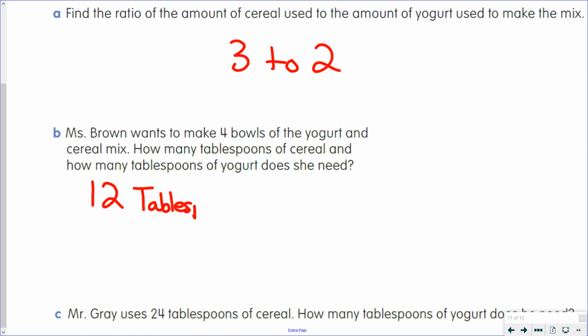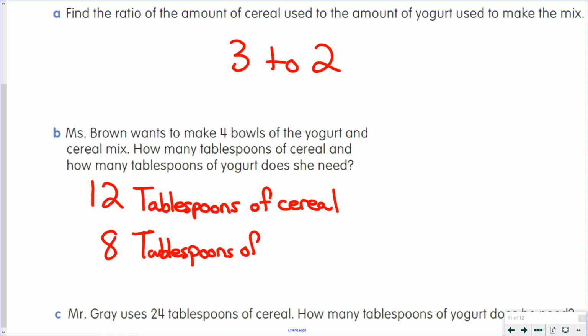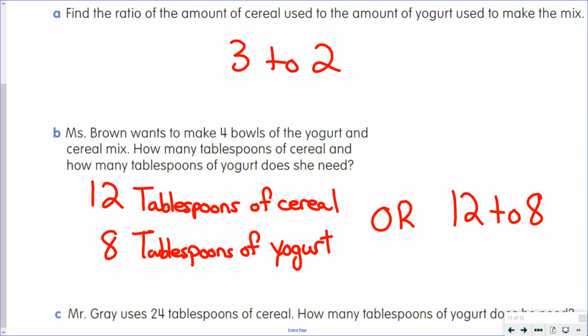tablespoons of cereal, and she would need 8 tablespoons of yogurt. Or, just a reminder, you could write it as a ratio of 12 to 8.